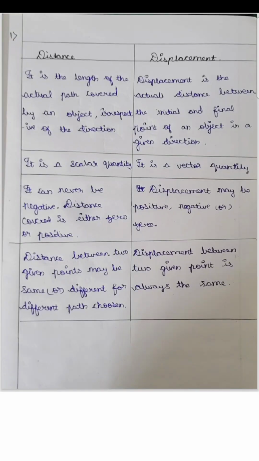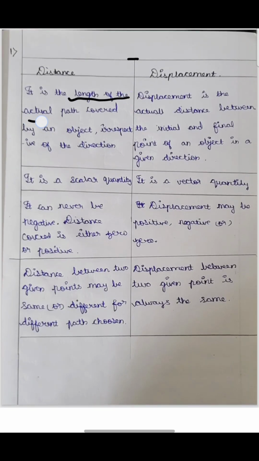So today we are going to see the distinction between distance and displacement, that is, the difference between distance and displacement. So what is distance? It is the length of the actual path covered by an object irrespective of the direction, whereas displacement is the actual distance between the initial and final point in a given direction.